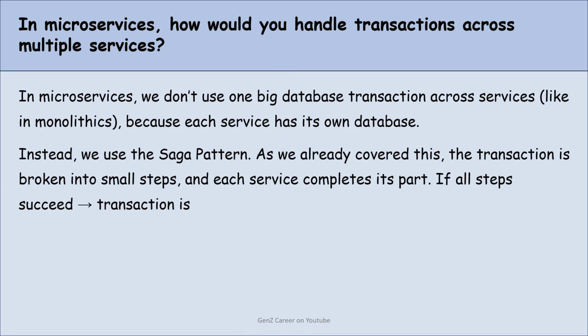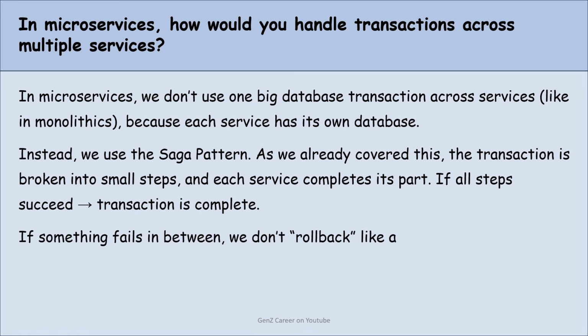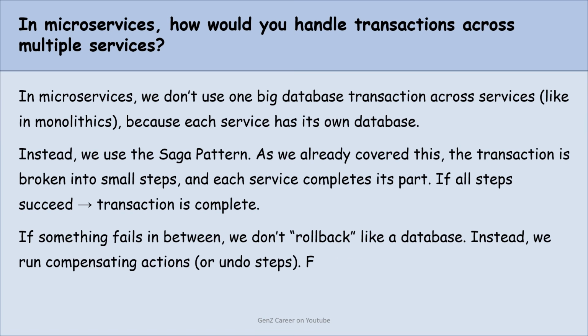If something fails in between, we don't roll back like a database. Instead we run a compensating action, meaning undoing steps. For example, if payment is done but inventory fails, we trigger a refund. Are you getting my point?